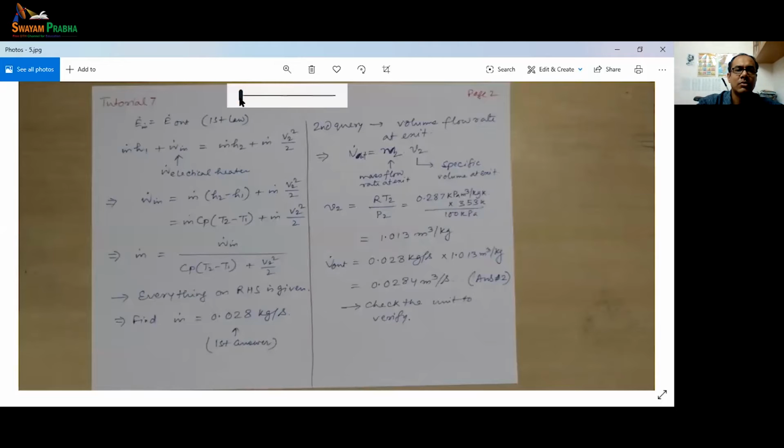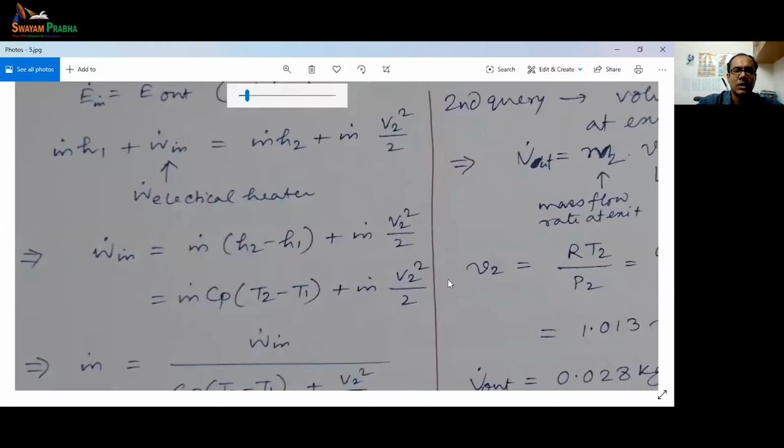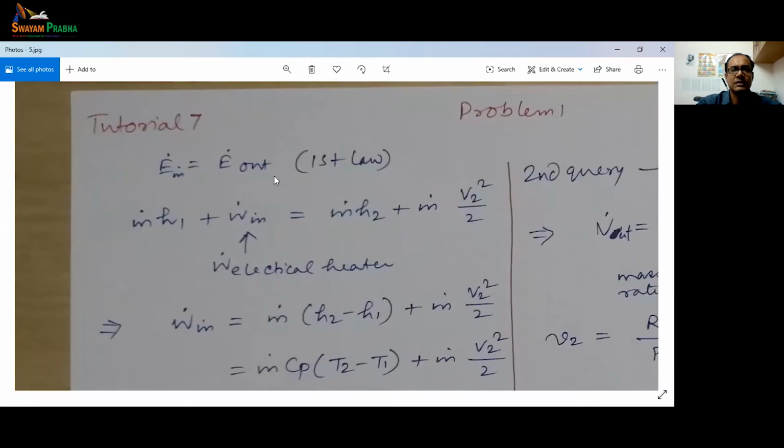Okay, so if we now look at the energy balance, this is a steady flow process, so nothing is getting stored. Whatever is coming in will go out. First law, simple. So whatever is coming in means m dot into h1, the inlet enthalpy content of the airstream. What else you are putting in is the electrical heater, so that is work input in the form of electrical heating. That's the input, the left hand side.